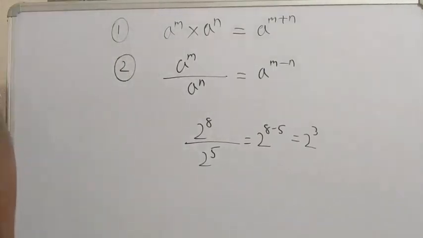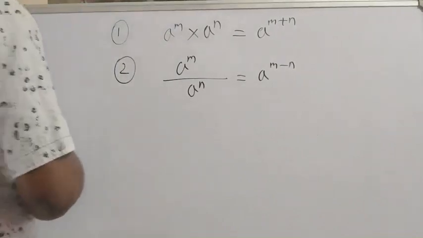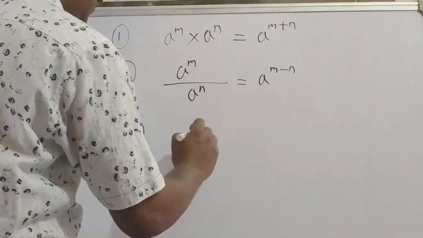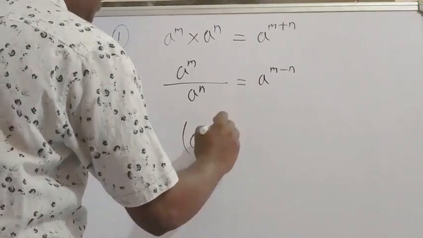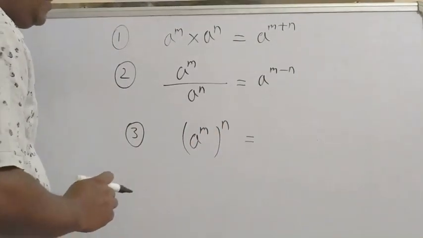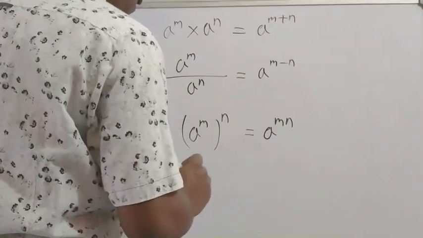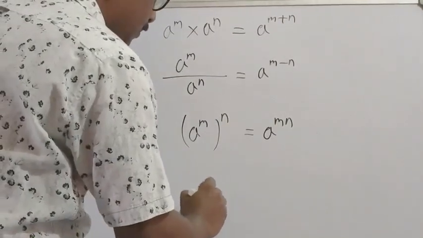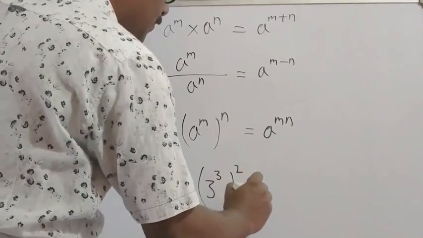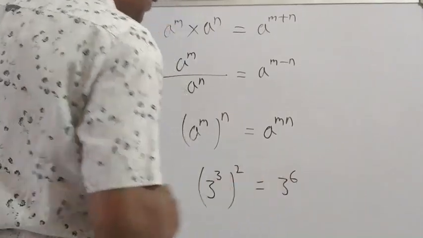Now the third formula. Suppose the power is given two times, a to the power m to the power n. In this case both the powers must be multiplied. So it becomes a to the power mn. For example, 3 to the power 3 to the power 2. So it will be 3 to the power 3 into 2, that is 6.